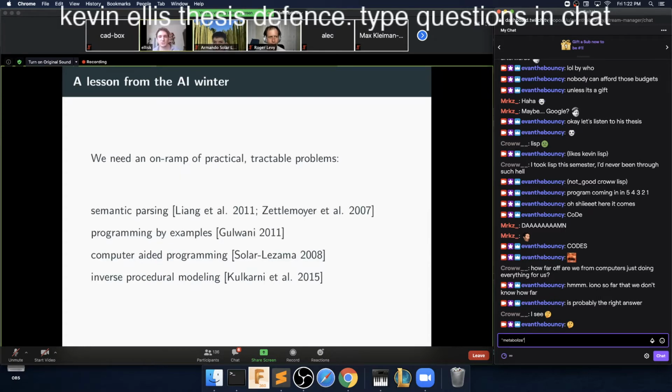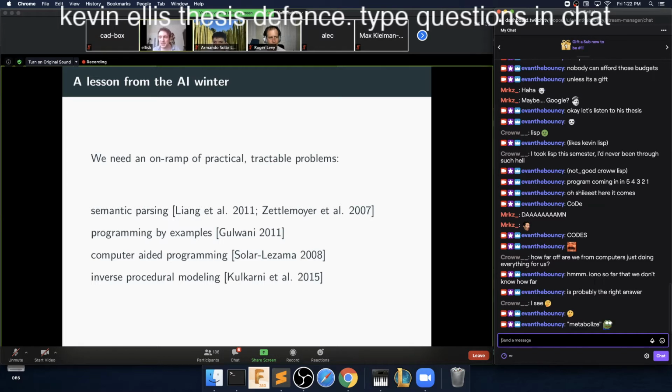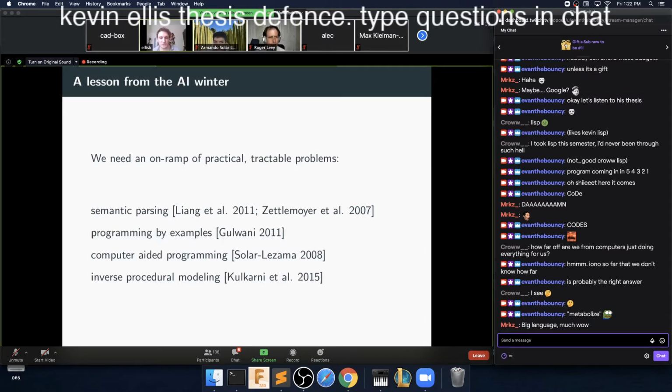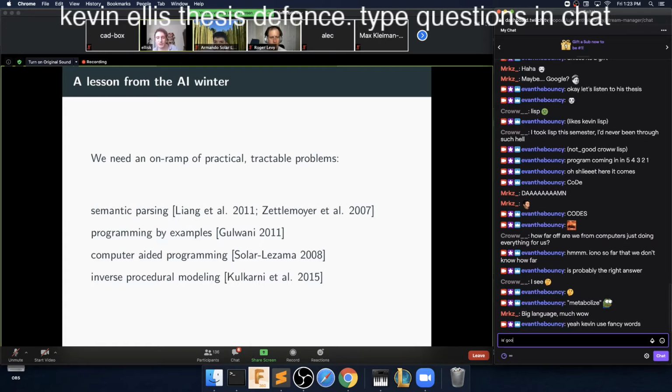Another reason why we should be trying again is because we don't need to actually, like at that workshop, build a machine which is as smart as a person. We have lots of practical problems that we can work on. We have a kind of on-ramp of stepping stones. So problems like semantic parsing, or programming by examples, or computer-aided programming, which was pioneered by Armando, or inverse procedural modeling. All of these are different kinds of program induction, and they're all practical problems. And so if we advance program induction, we advance all of these other applications as well.